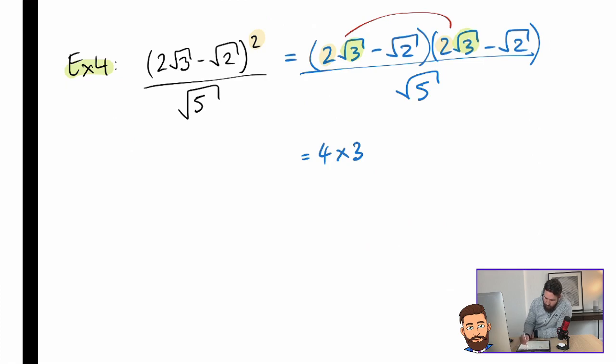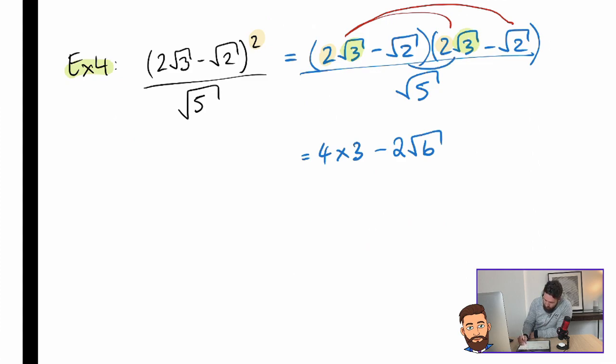Now we're going to do 2 root 3 times minus 2. Remember, this is minus 2, not just 2. So what does that mean? That means we've got a minus and a plus, so I know it's going to be a minus. And then we've got 2 root 3 times root 2. Well, we can use law 1 that says root 2 times root 3 is root 6. So that is essentially minus 2 root 6.